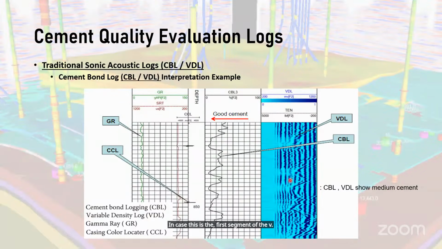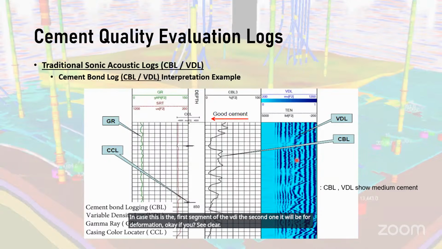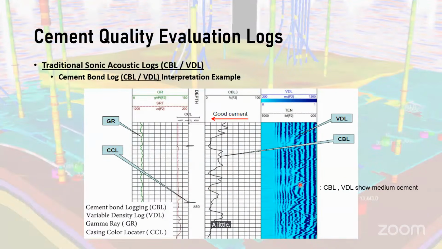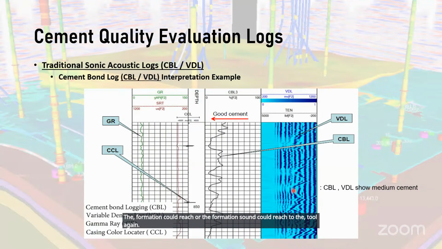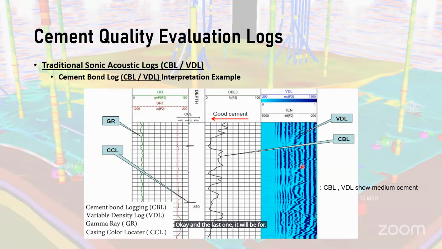The second one will be for the formation. If you see clear formation waves, for example here we have a little good cement, so you see the curvature of the formation. In that case, the formation sound could reach the tool again. That means that we have a good cement bond between the cement and the formation. And the last one will be for the mud, which is not important to us.